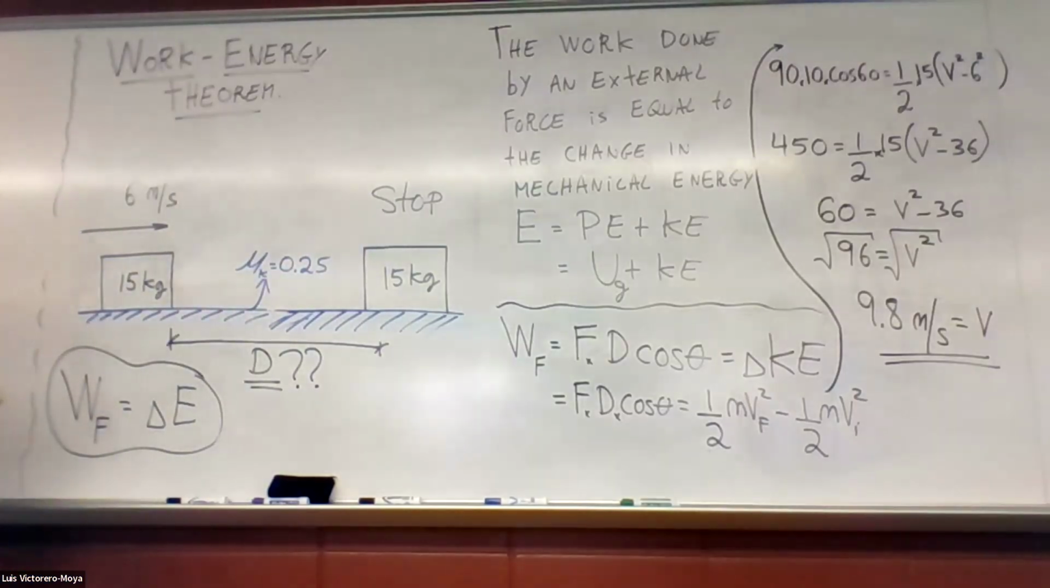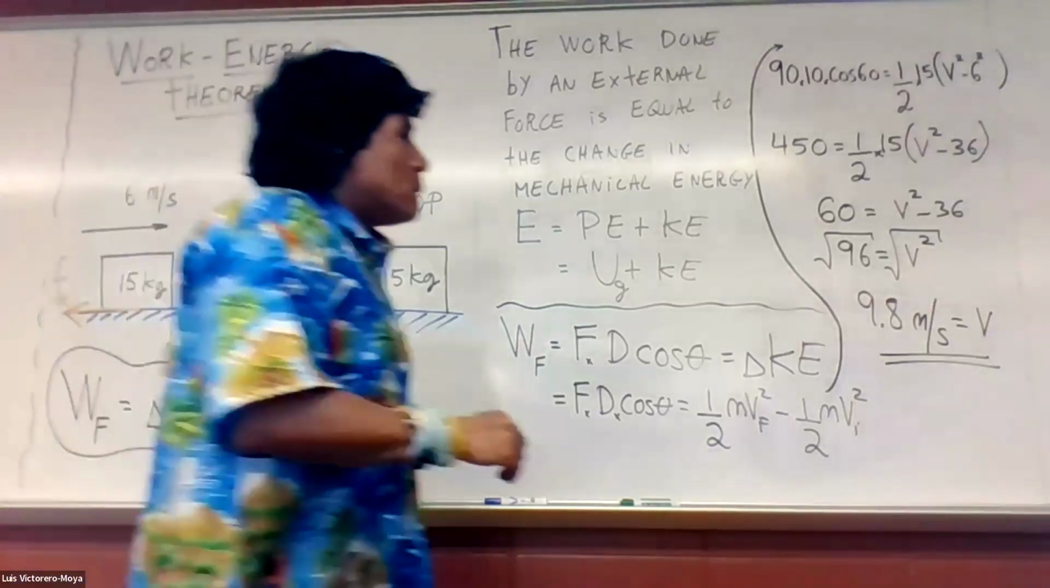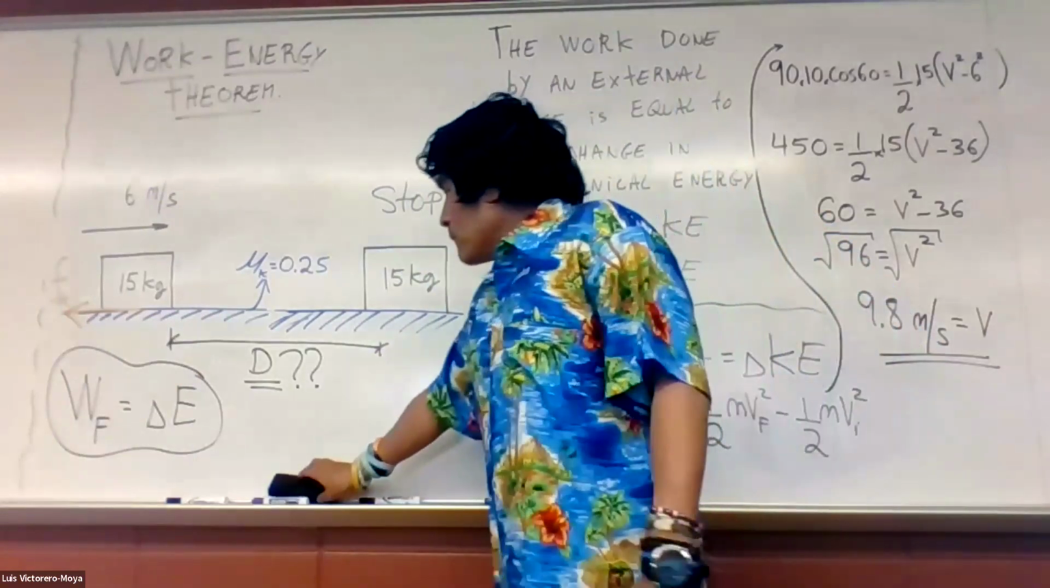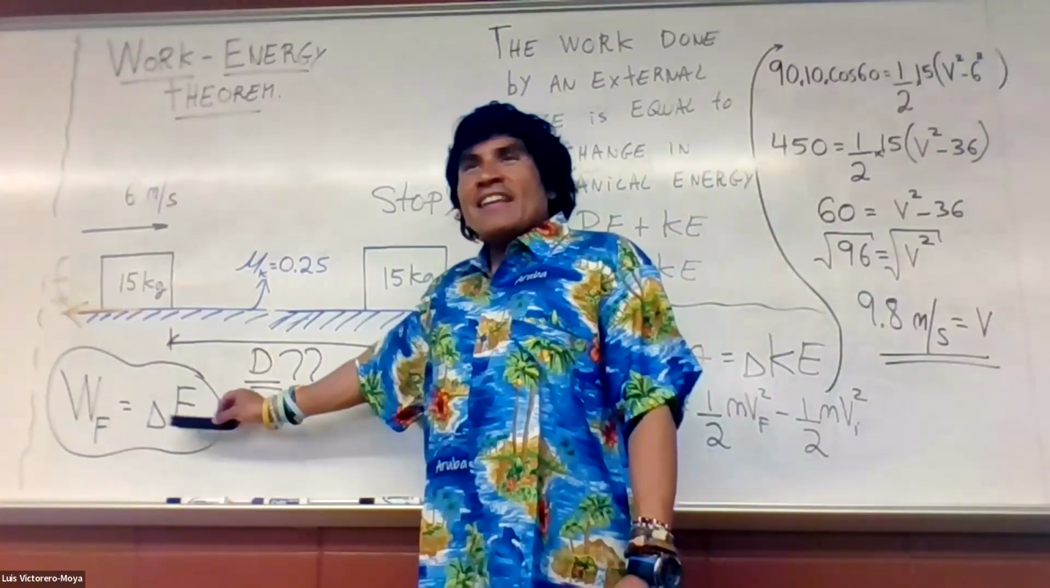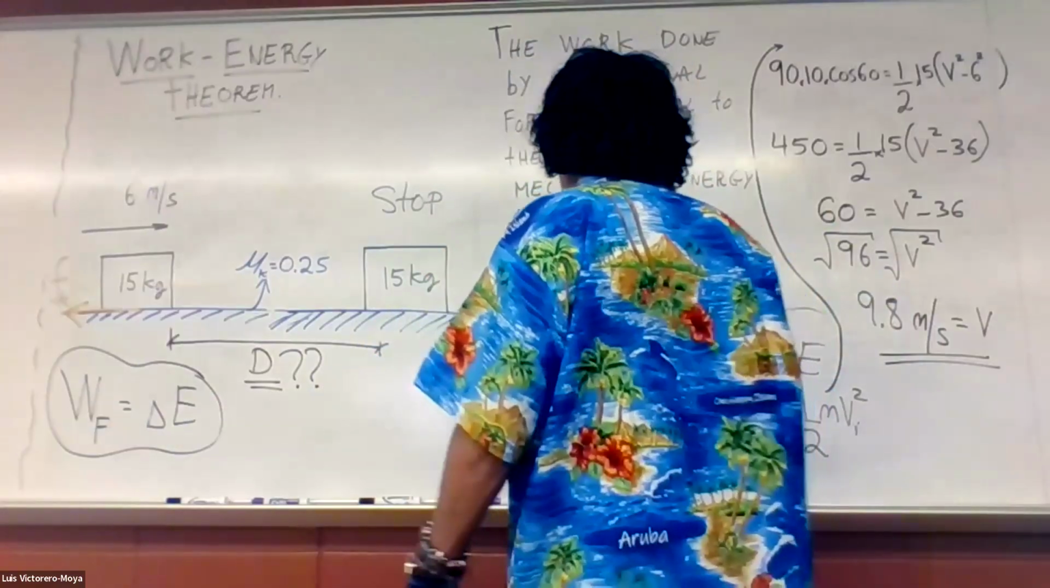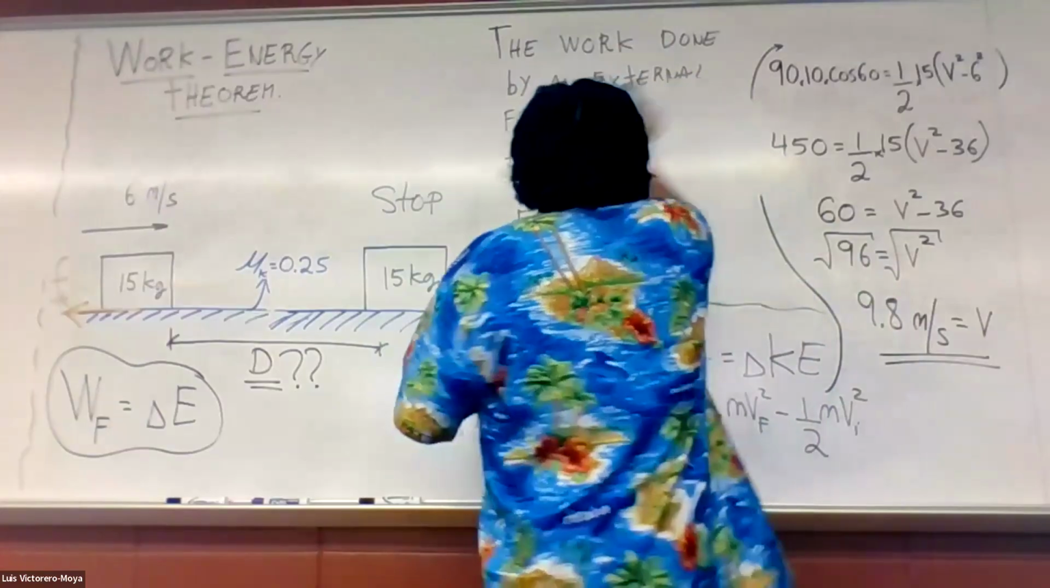So friction is this. So I can still use this, but my change of energy, final minus energy initial, is negative. So how does that work?